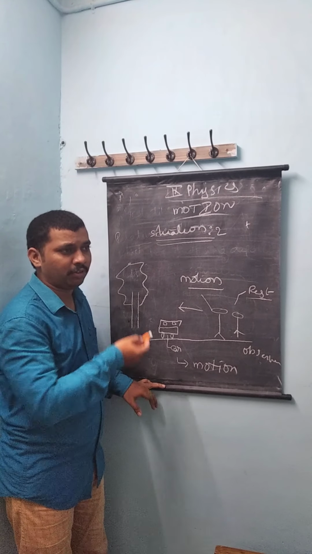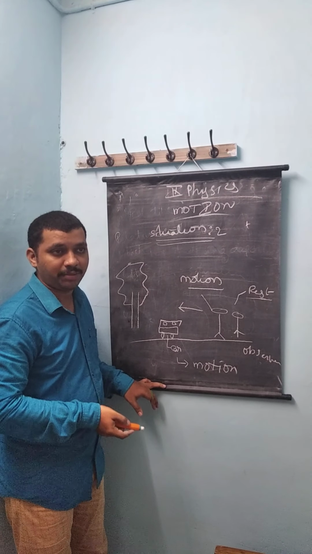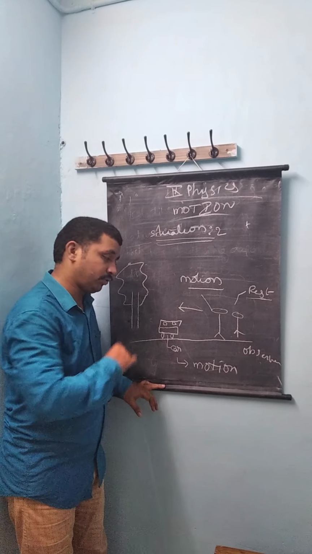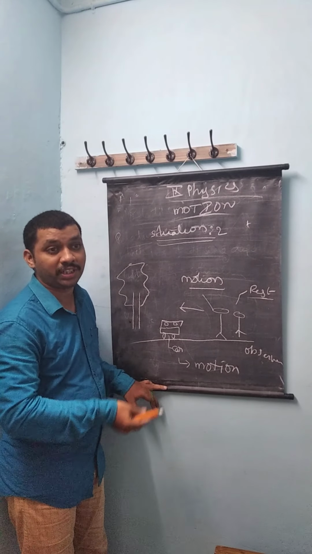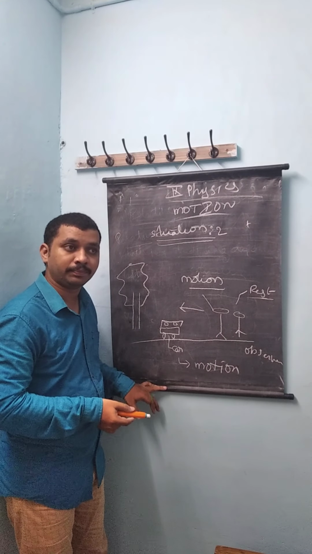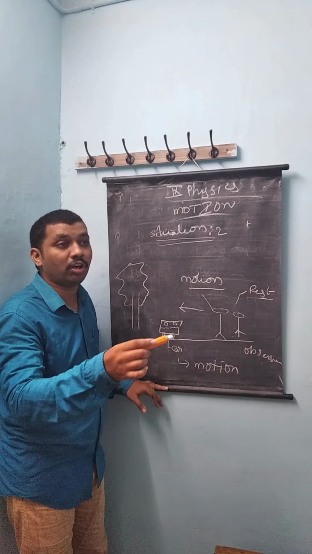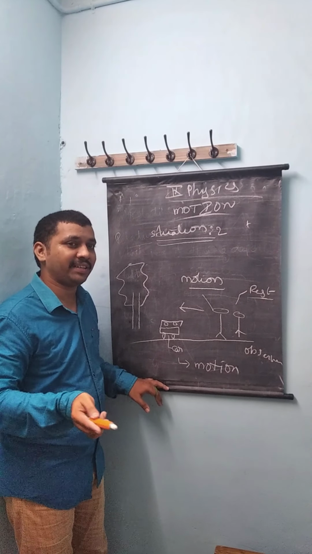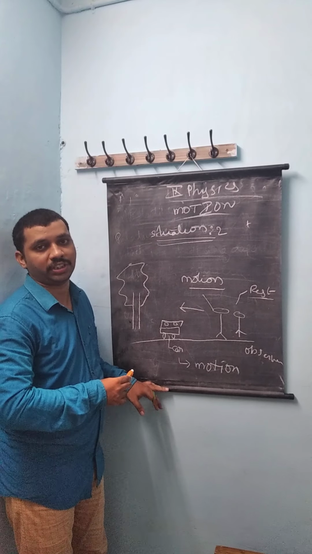At the same time, what is the position of the tree? The tree is also in motion. Why? Because it has been observed by the passenger who is in the moving car. So it is also moving. Then what is the position of the driver and the passenger? They are in the moving car, but they are not moving by themselves. Inside the car, the passenger and the driver are at rest.